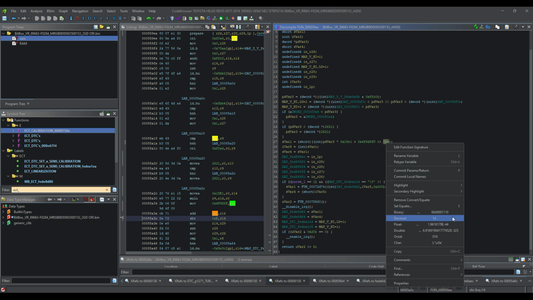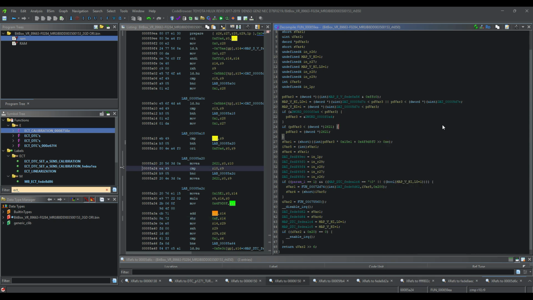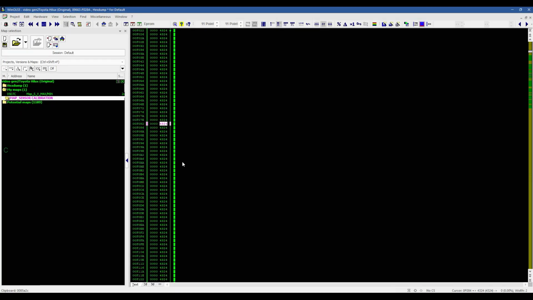value by 2 to the 14th power. We're going to look at this address right here. 15E1. Okay, and it's actually right there.